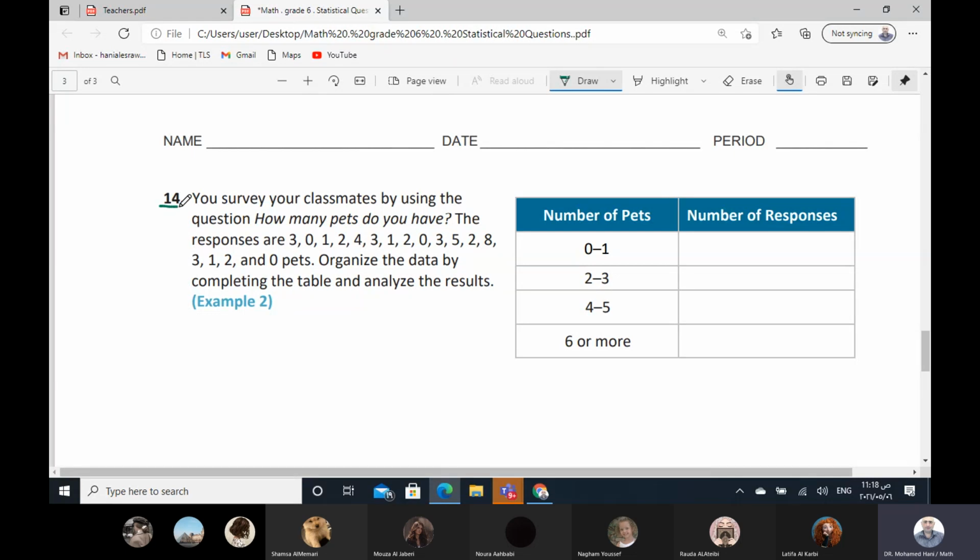Who can read exercise number 14, please? Nagam, can you read it, please? Okay, Nagam, start. You survey your classmates by using the question, how many pets do you have? The responses are 3, 0, 1, 2, 4, 3, 1, 2, 0, 3, 5, 2, 8, 3, 1, 2, and 0 pets. Organize the data by completing the table and analyze the results.